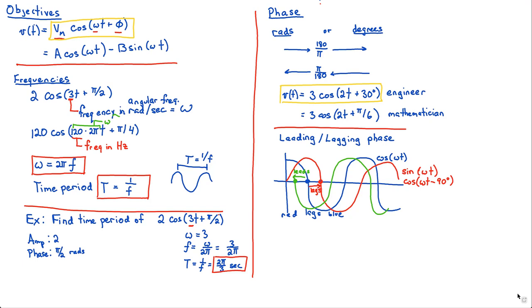Okay, let's go back to our original equation. We've talked about amplitude. We've talked about frequency. We've talked about phase. The next thing I want to talk about is the cosine function itself. What's so special about cosine, and how can we move back and forth between cosine and sines?